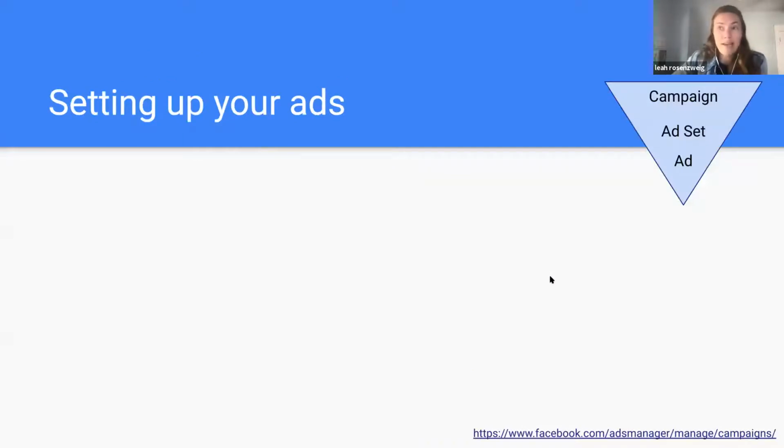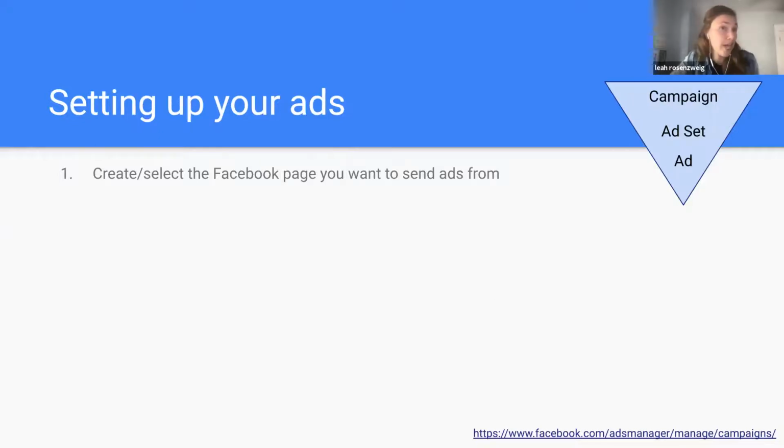From that page, there should be a button on the top right to click to create an ad. I'll walk you through how to set up an ad quickly, but feel free to also play around. The first step is to create or select the Facebook page you want to send ads from. In my experience, this doesn't matter so much. I think the look and feel of the ads, the experience in the survey, and the incentive, if there is one, matter a lot more than the actual Facebook page.